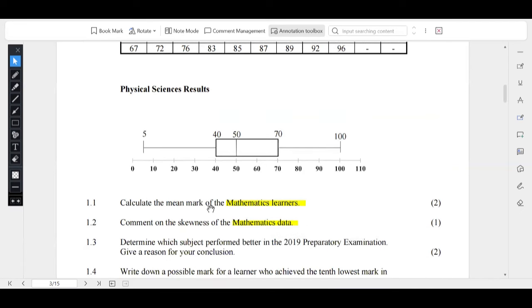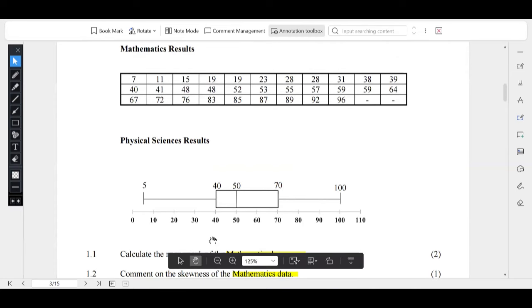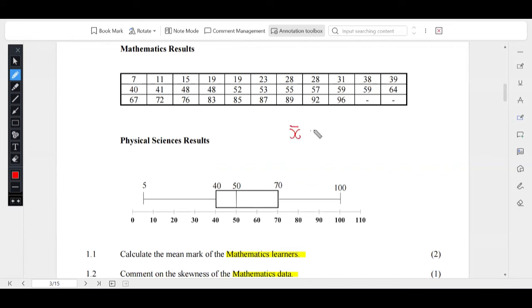Then 1.1 says calculate the mean mark of the mathematics learners. Now that is very simple. For 2 marks, all we have to do is add all these numbers in here and then divide by the sample size, which is 31. Remember that there are 31 learners in here, right? So if we add all these numbers here, we are going to end up with a total of 1,581, and then that will be divided by 31. And then our x bar will be equal to 51. Okay, so 2 marks for that. A mark here and a mark there. So this was for 1.1.